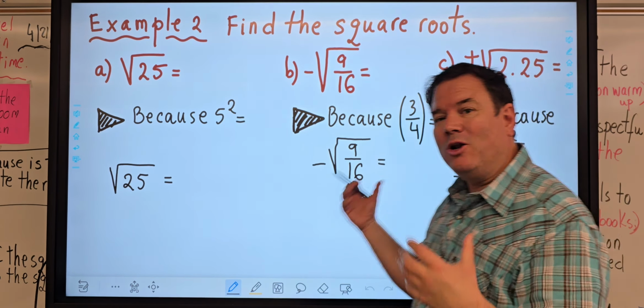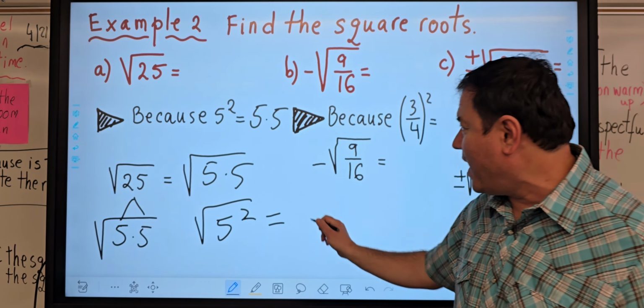Example 2. Find the square roots. So we have here the square root of 25, the first one. Because 5 squared equals 5 times 5, remember. Now the square root of 25 is going to be the square root of 5 times 5. And because of that, this becomes 5 times 5, or 5 squared. The square root of 5 squared is in fact 5.